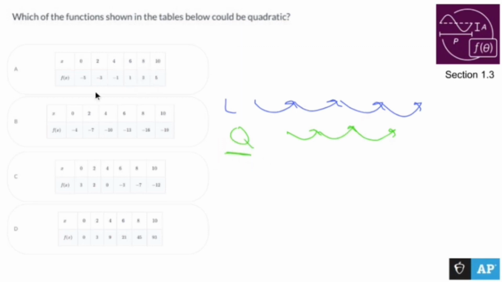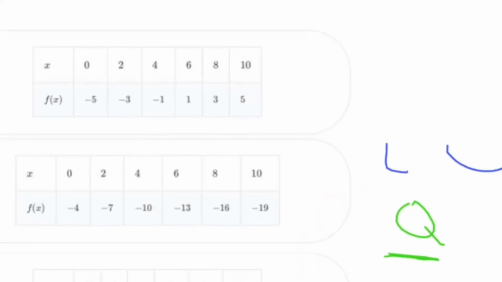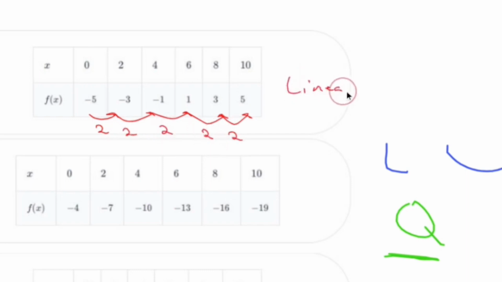I'm going to go to each table, zoom in, and see if the rate of change is the same. And if that's the case, then that's the one I want. So let's take a look at A. In each case, I add 2. These guys are going up by 2 each and every time. So this one is actually linear because the rate of change is constant over consecutive equal length input value intervals. I nailed that phrase right there.